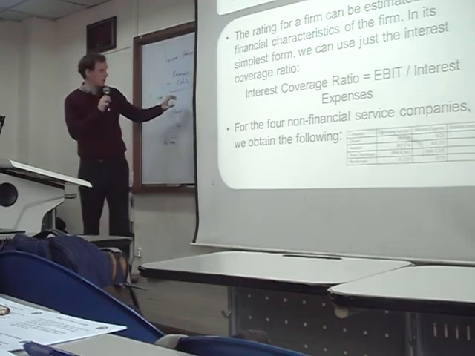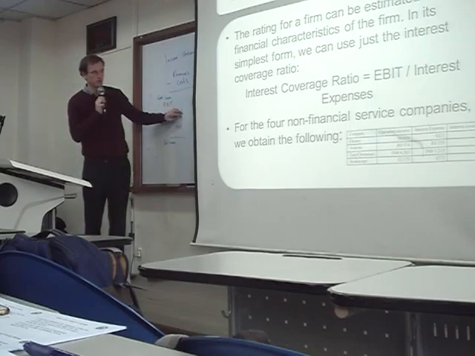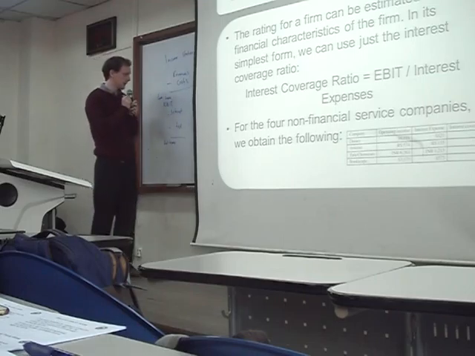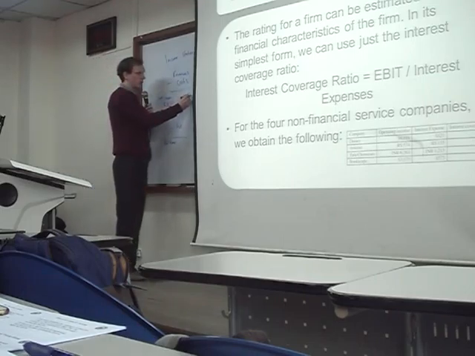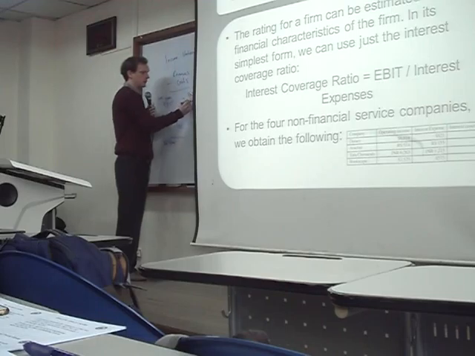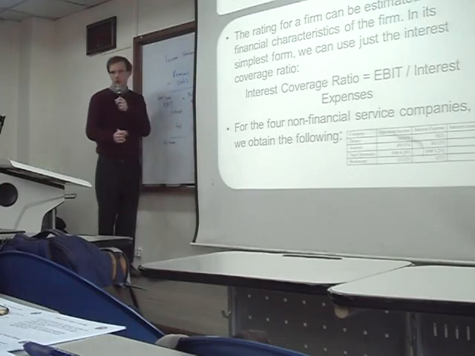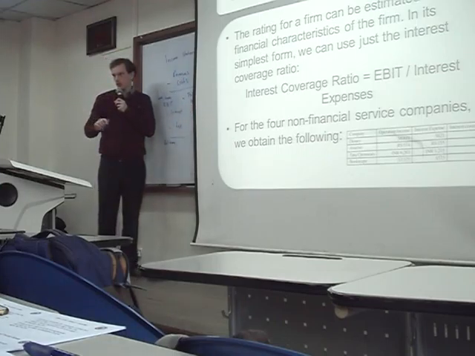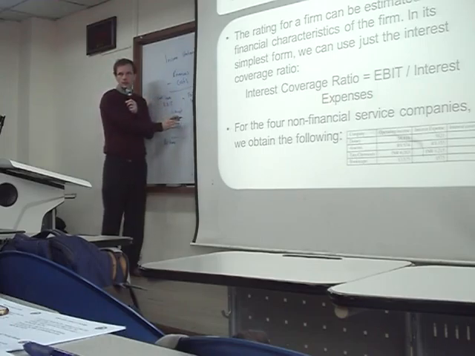So we simply take the EBIT and divide it by the interest payments. That gives us an idea. This is basically profit before interest and taxes. Then our interest: how high is our interest? Are we paying a lot of interest and making a low profit, or are we paying very little interest and making a high profit?